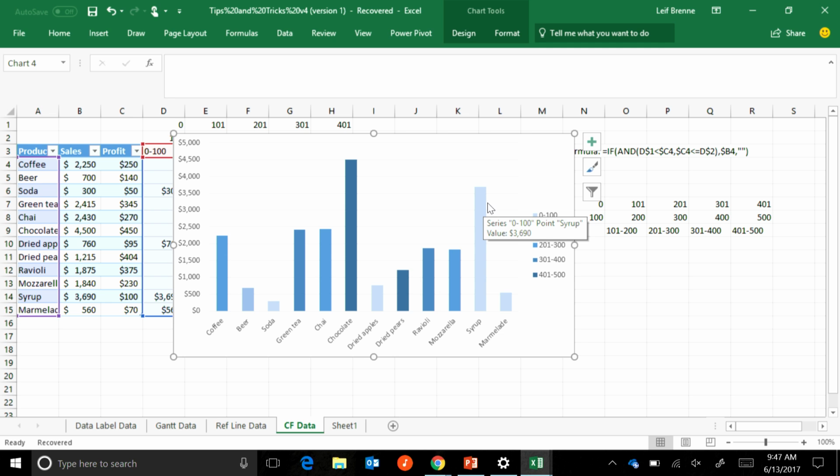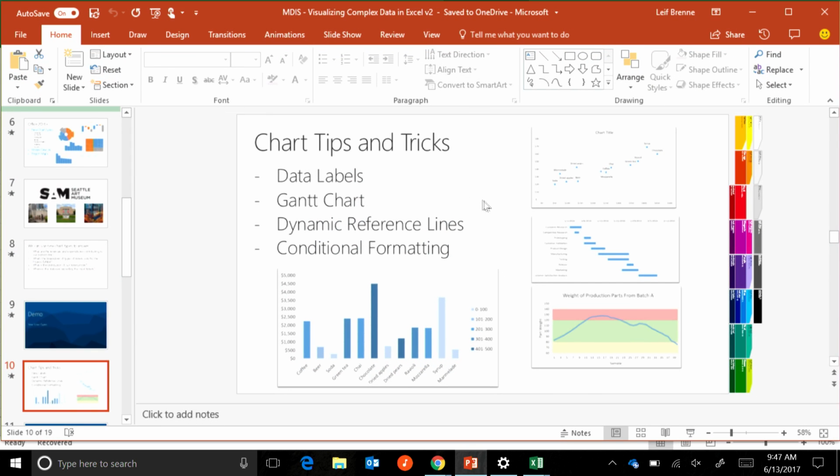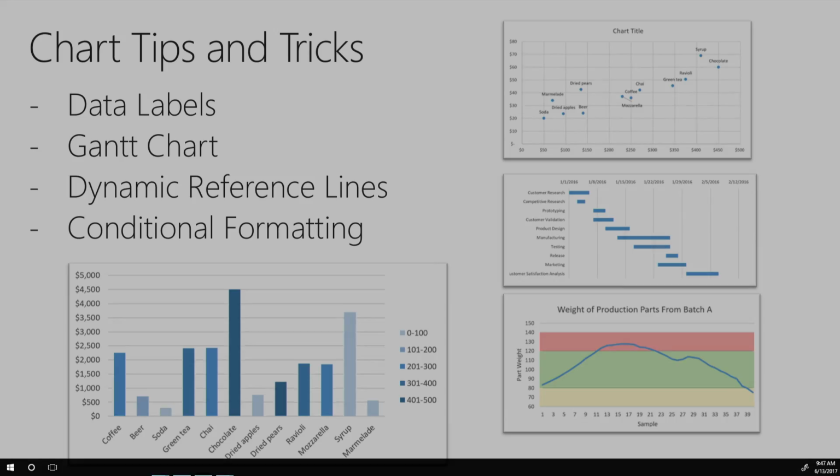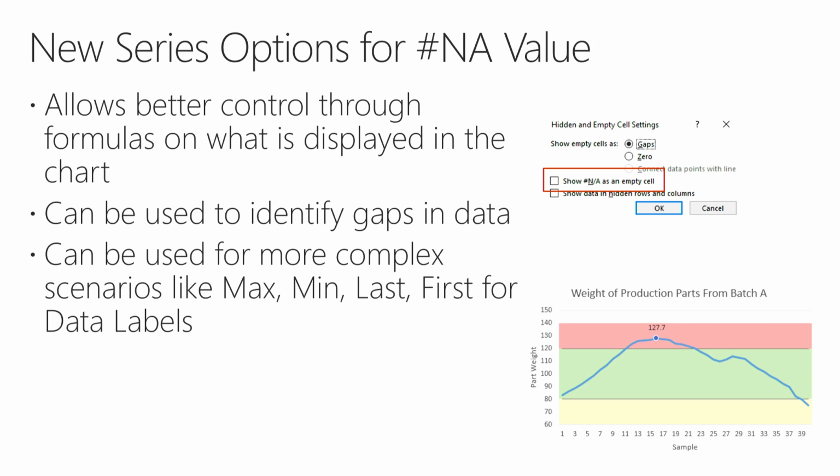So with that, just to recap with all the ground we've covered today, we talked in depth about several of our new chart types, including Waterfall, Treemap, Histogram, and 2D region maps. Life just walked you through data labels, creating Gantt charts, conditional formatting, and banded regions and reference lines.